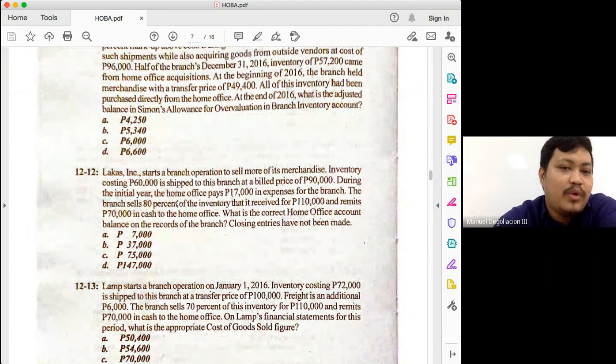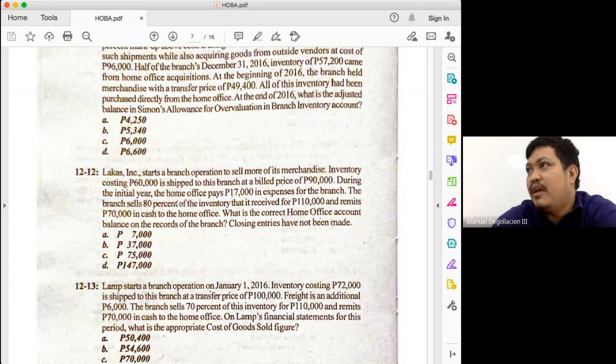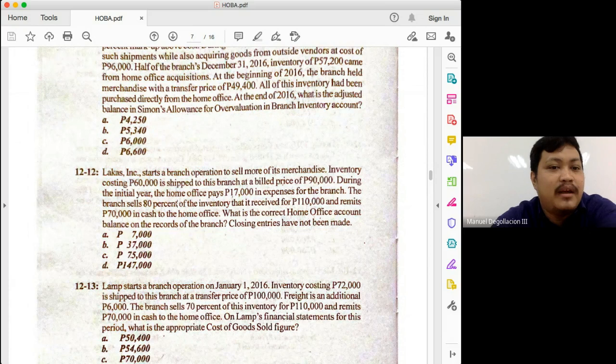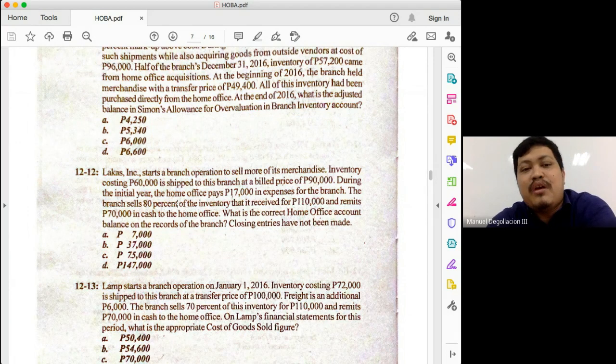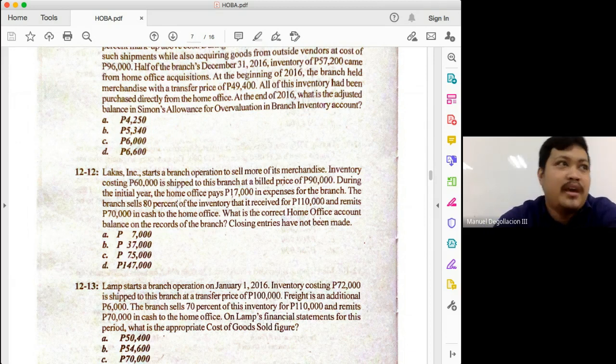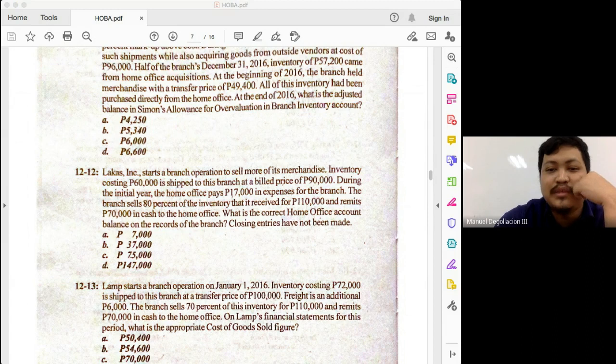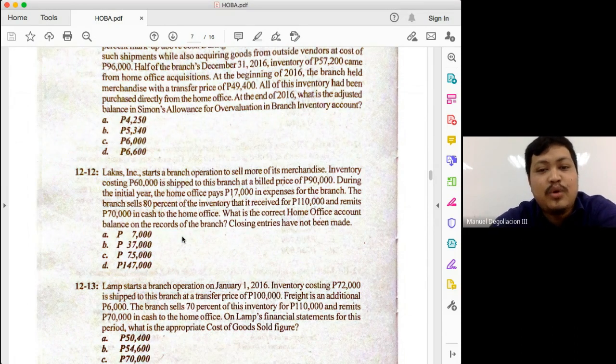Because I hope you can say when you went over problem 12-12 that this is a very familiar problem. This is a very similar problem to a problem included in the multiple choice questions in chapter 11. And in the discussion in that problem, we emphasized the importance of the last sentence in the problem, which is that closing entries have not yet been made. And when we discussed the similar problem, class, what did we say was the significance of that sentence? If closing entries have not yet been made, what does that mean? That the branch profit or loss has not yet been recognized.